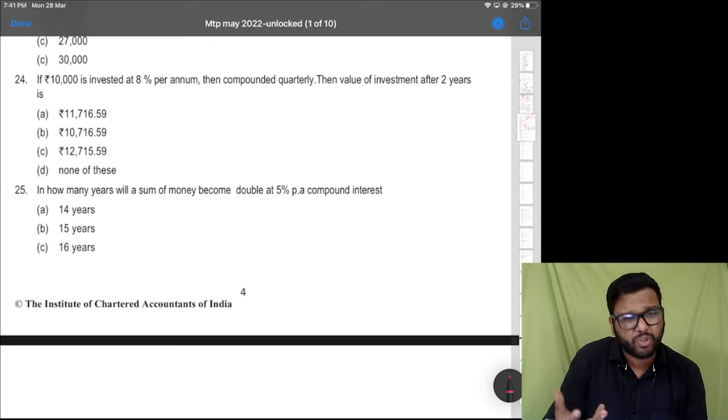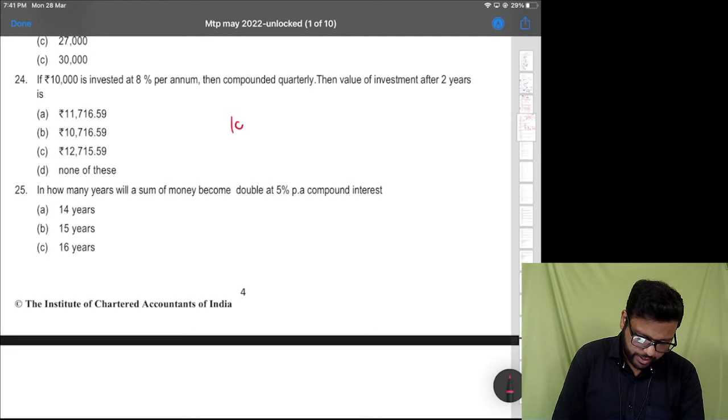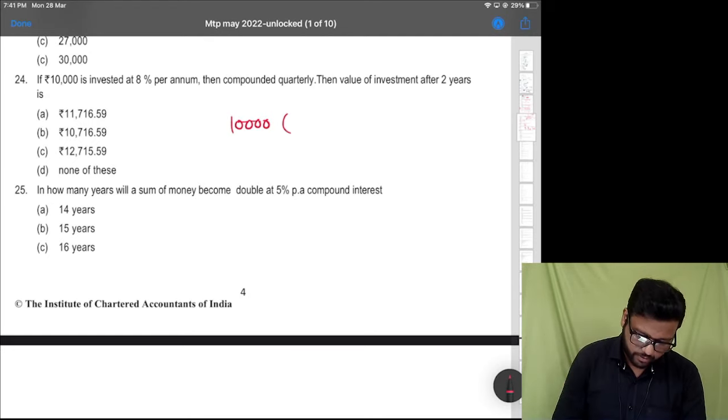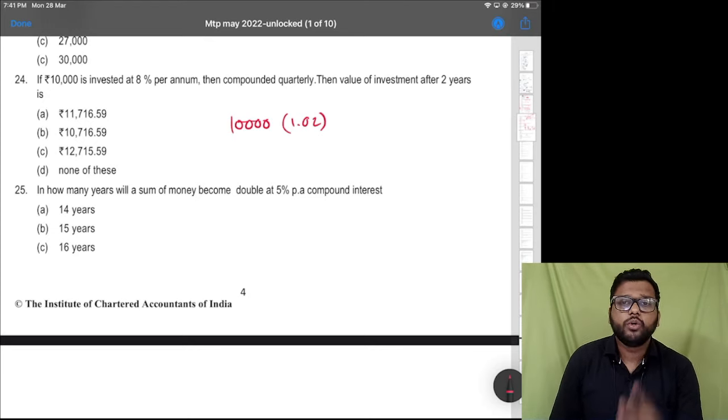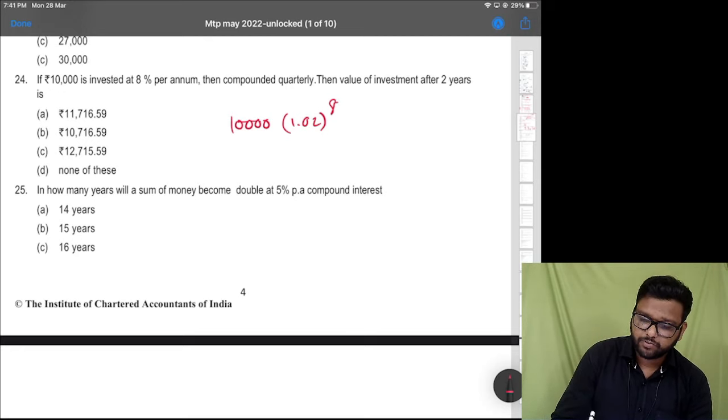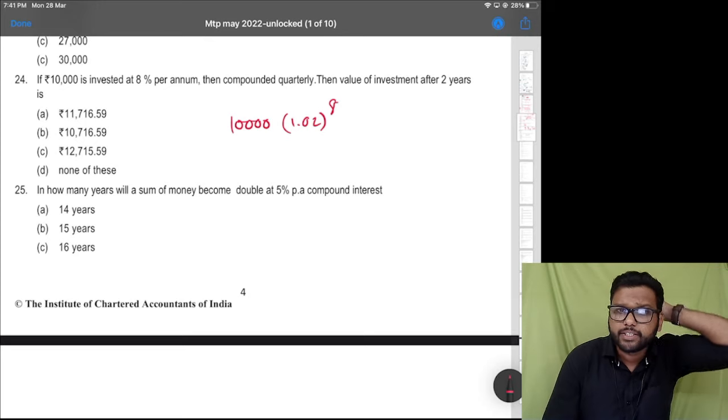years. This is simple, normal compound interest question, right? So 10,000 is the principal. 8% but quarterly, that means 2%. So 1.02. And 2 years. In 2 years there are 8 quarters. So raised to 8. So 1.02 raised to 8 into 10,000. That is 11,716. Option A.